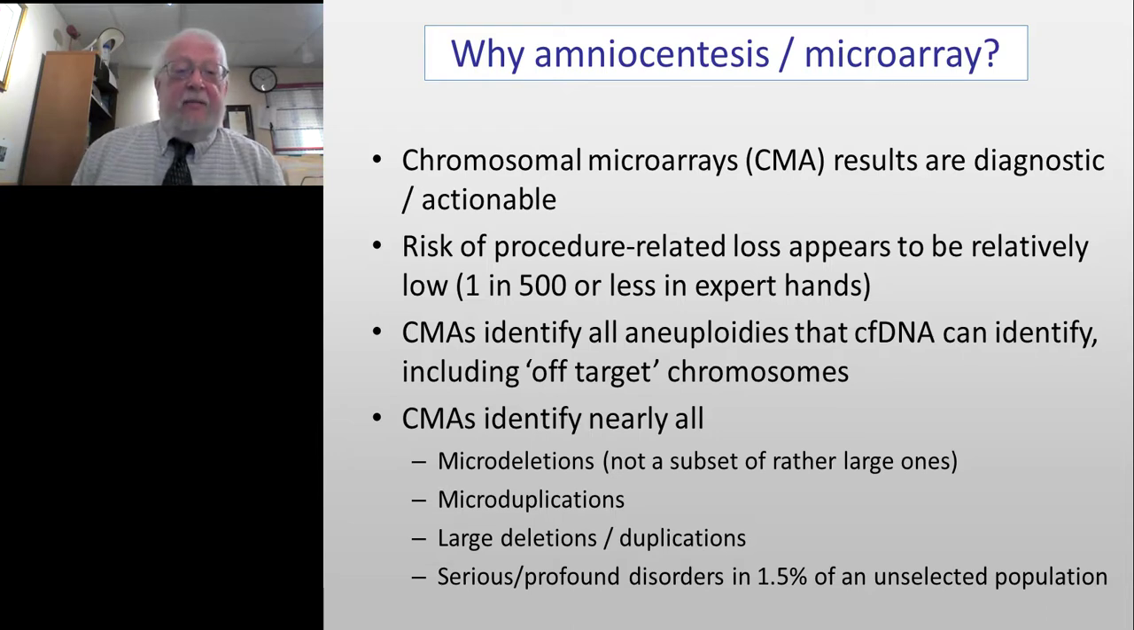CMAs find everything that a cell-free test can find right now, including the off-target chromosomes. So they can do all the microdeletions, not just a subset of the large ones. They can go down to very small microdeletions, microduplications, large deletions, and duplications. And there's pretty good evidence from an NIH study that serious or profound disorders can be identified on a CMA for these microdeletions and whatever in up to 1.5% of pregnancies. Yeah, it's really surprisingly common.